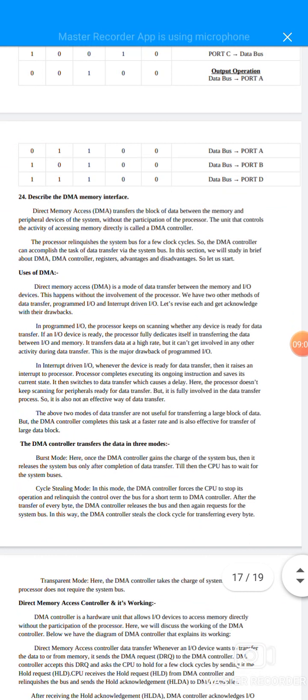And then the 24th question: describe the DMA memory interface. Direct memory access, DMA, transfers a block of data between the memory and peripheral devices of the system without the participation of the processor. The unit that controls the activity of accessing memory directly is called a DMA controller. The processor relinquishes the system bus for a few clock cycles, and the DMA controller can accomplish the task of data transfer via the system bus. In this session, we will briefly study the DMA controller, registers, advantages and disadvantages.